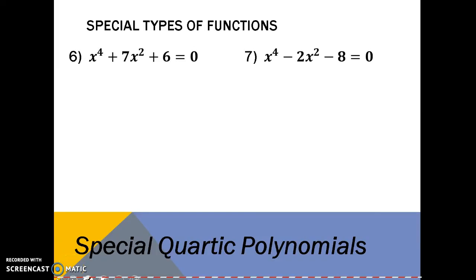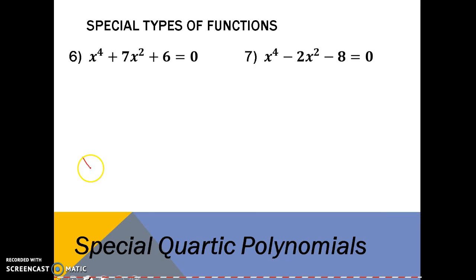So here we have Unit 7, assignment number 7. This is part 2. And so we're just going to finish up these last 3 questions. And they're all quartic equations. They're all x to the 4th. We've never done one of these before, but these are some special quartic equations that we can actually factor.